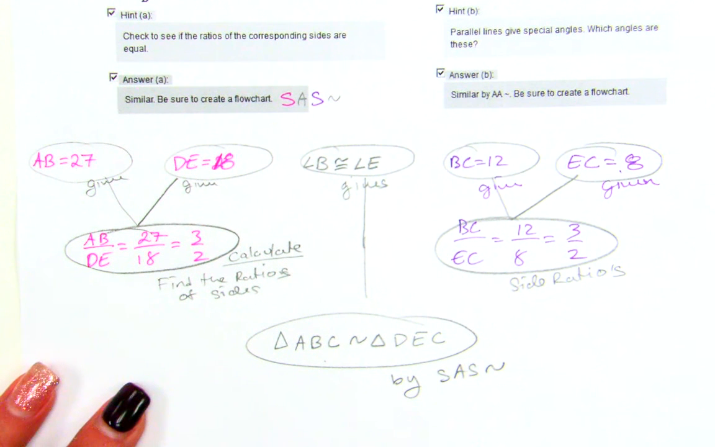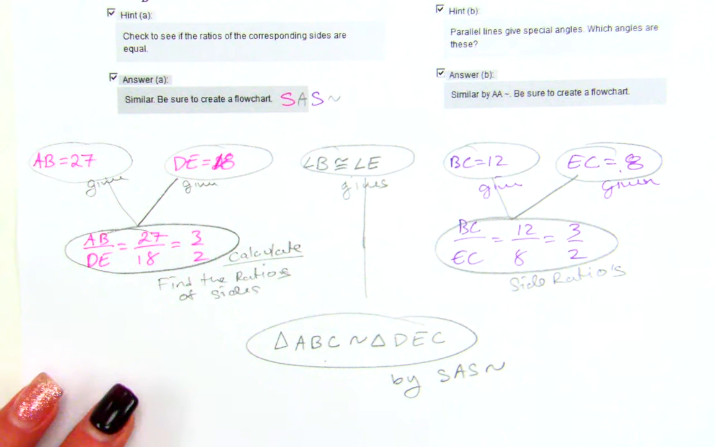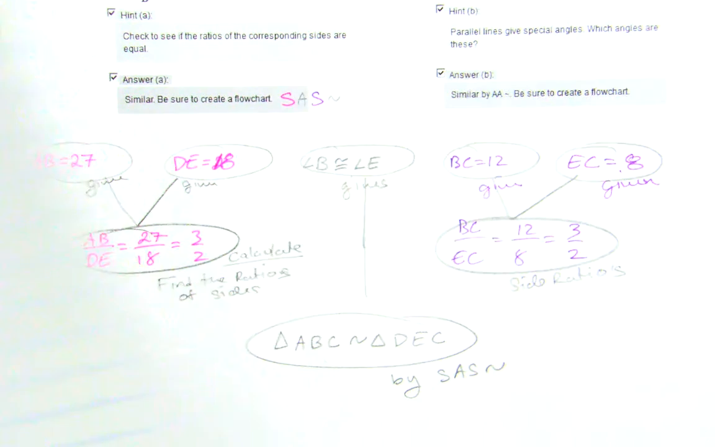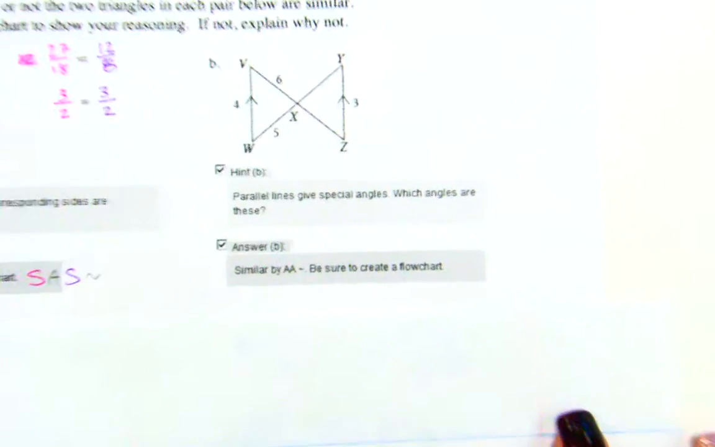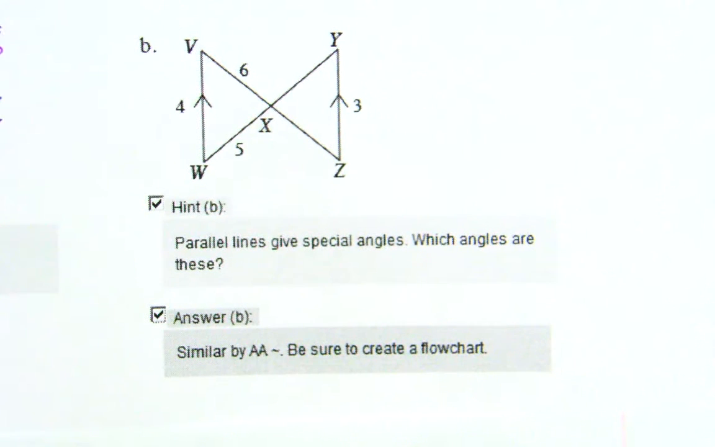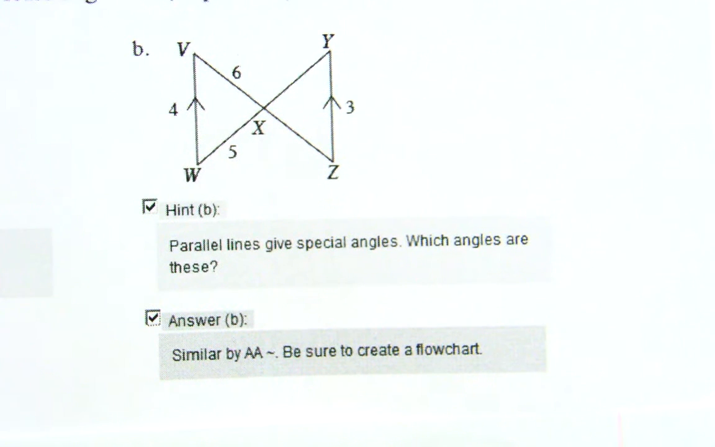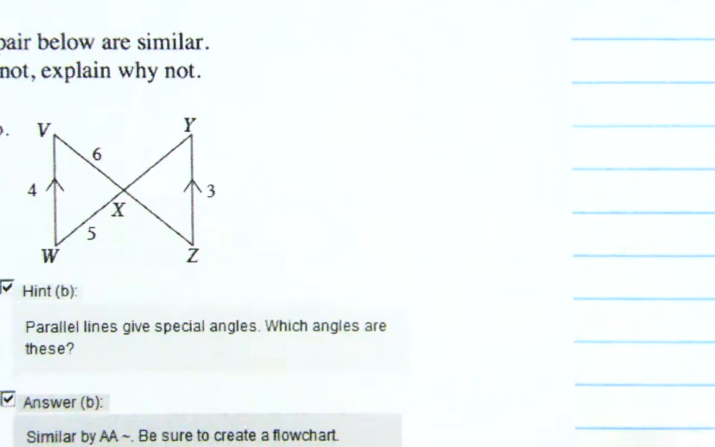Now, the second one is going to be a little bit different, but it's kind of about the same thing. So you need to press pause if you need to get this down, and it needs to look like this if you're doing it this way. I need to get a second piece of paper so I can do flowchart number 2. Okay, so flowchart number 2 looks like this. It says parallel lines are given, so special angles. Which angles are these? This is quite different, but it will give us the same things.